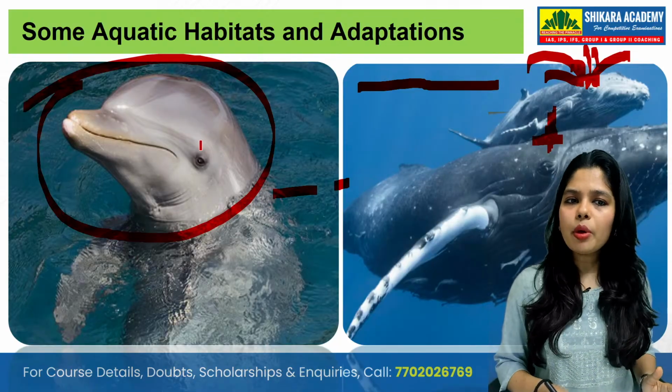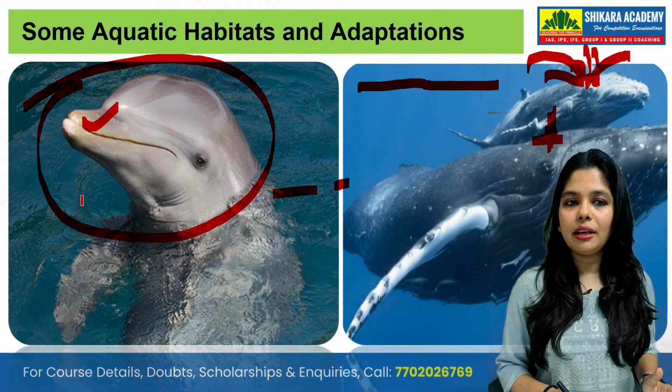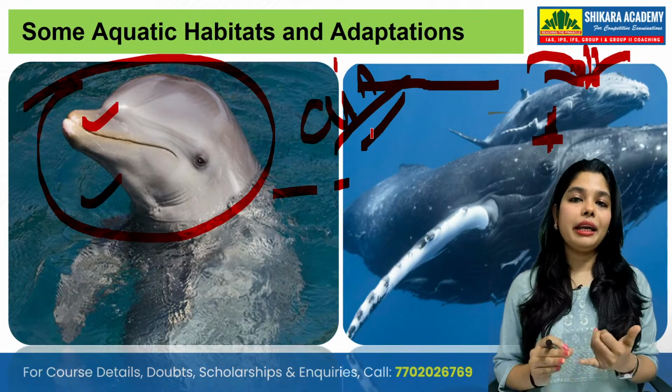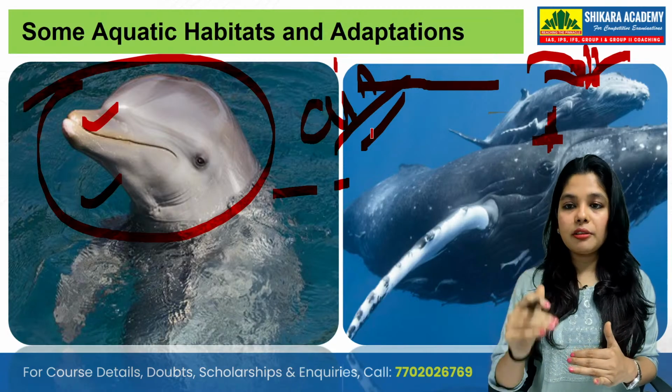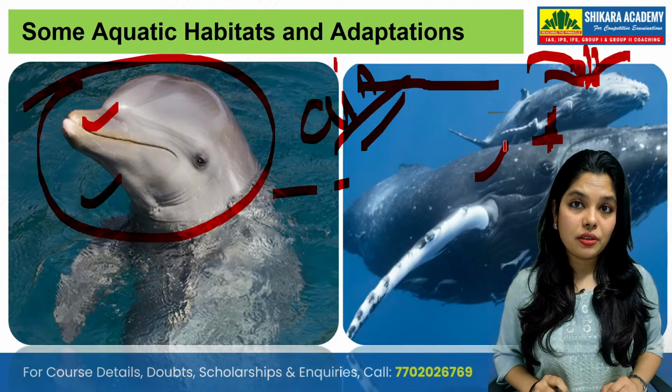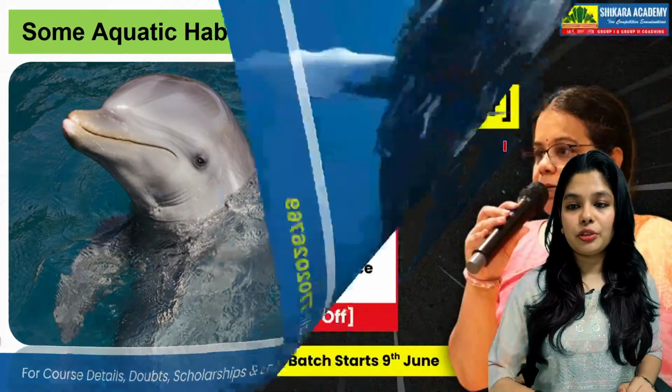So they come to the surface of the water and then they take oxygen. Then they take air to breathe. The dolphin has to come to the surface. The whales also come to the surface and take in oxygen. So these are the adaptive measures they have.